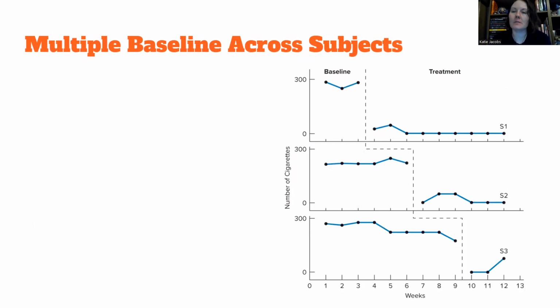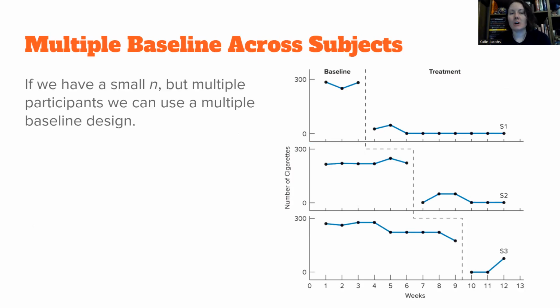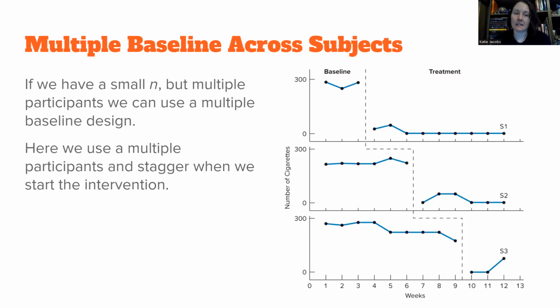So let's talk about this a little bit more. If we have a small lowercase italicized n, that is the symbol for sample size, if you remember from stats. So if we have a small number of participants, but we have multiple participants, we can use this multiple baseline design to see if we believe that the intervention is effective. So here in our little image, we have 3 different participants. We take the baseline for everyone until their treatment begins, and we stagger when that treatment begins so that we can see if there's a decrease, in this example, in the number of cigarettes that someone smokes a day.